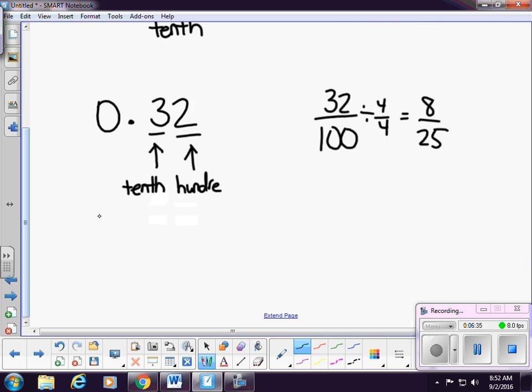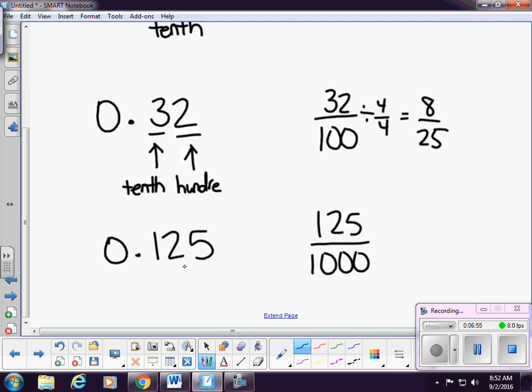Let's look at another one. Let's say I have something like 0.125. Well, what place value is that? If this was 10th and that was 100th, what do you think this one's going to be? 1,000. So I'm going to put 125 over 1,000. Now, if you did not remember the name, how many places after the decimal did I have? So how many zeros am I going to have? 3.